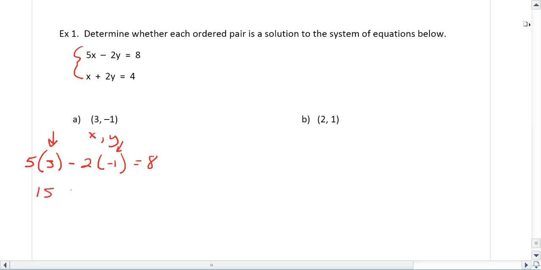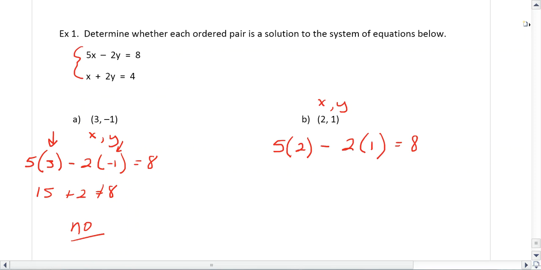15 plus 2, is that equal to 8? And obviously not. So since it didn't work for the first equation, we don't have to go any further. We can say no, this is not a solution to this system. So now let's try this x, y as a possible solution to both of them. So plug in the 2 for x and the 1 for y.